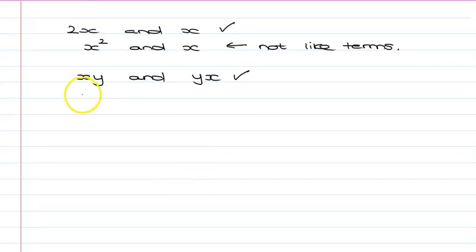Let's do a few more. 3y and 2y are like terms. In fact, we can add those together if required, or if there's a subtraction between them, we can subtract, because they both contain the same variables to exactly the same power.